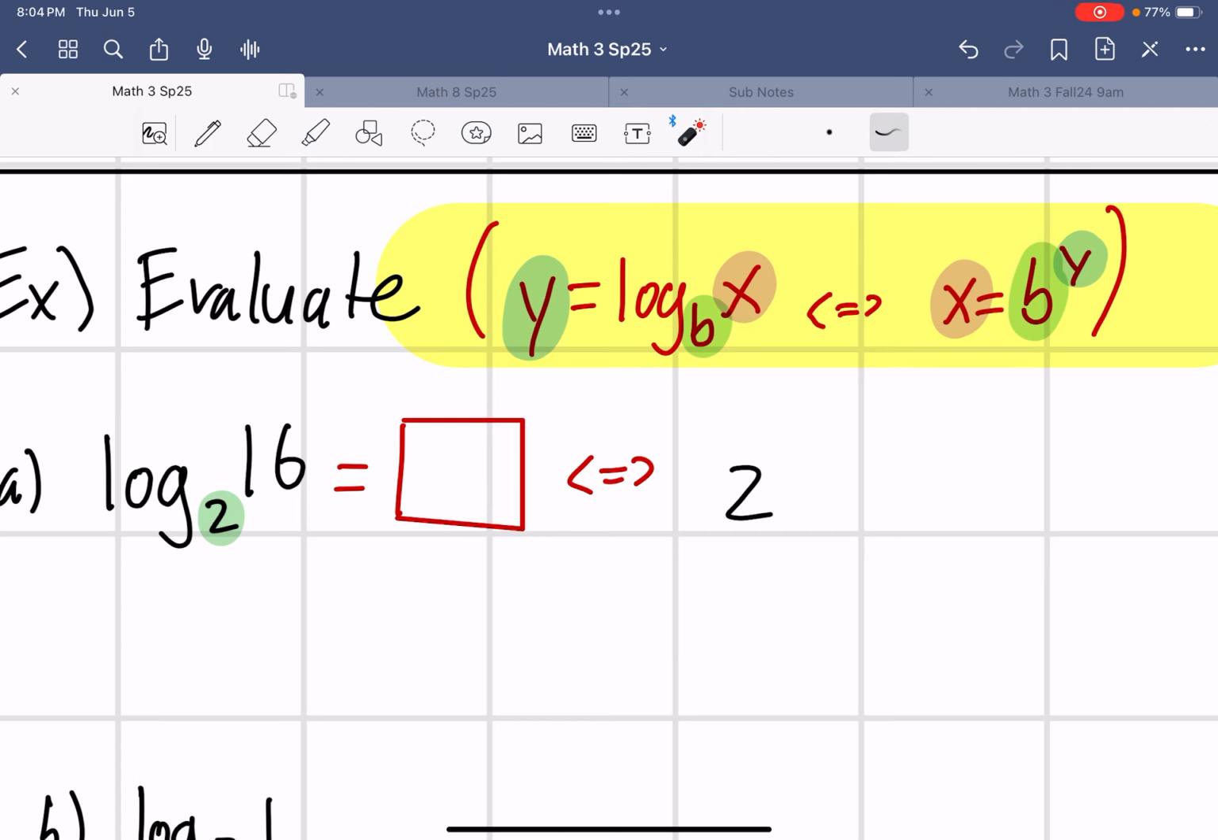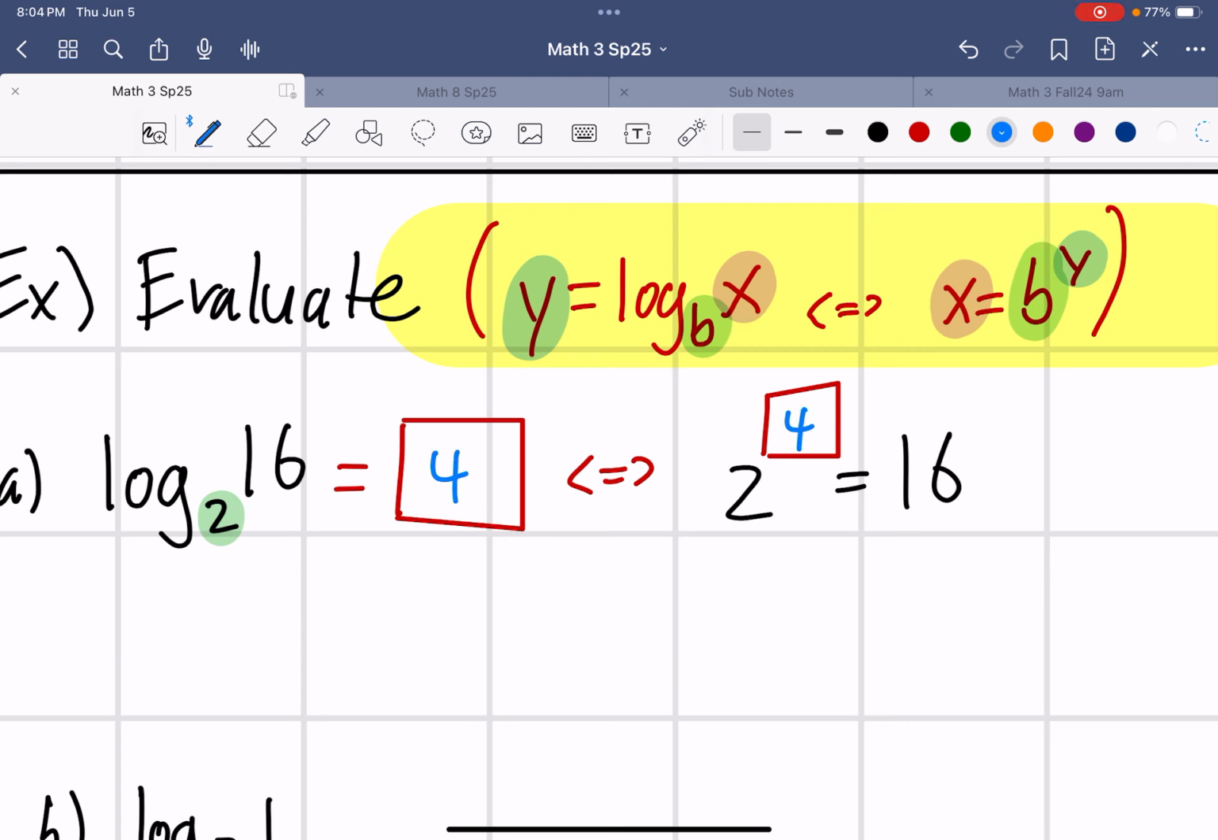And as it says here, the output becomes the exponent. So the dependent variable becomes the independent variable, and then the argument becomes the output. Now this is something I can understand. I know 2 to the power of 4 will give me 16, and I can just plug that back in.